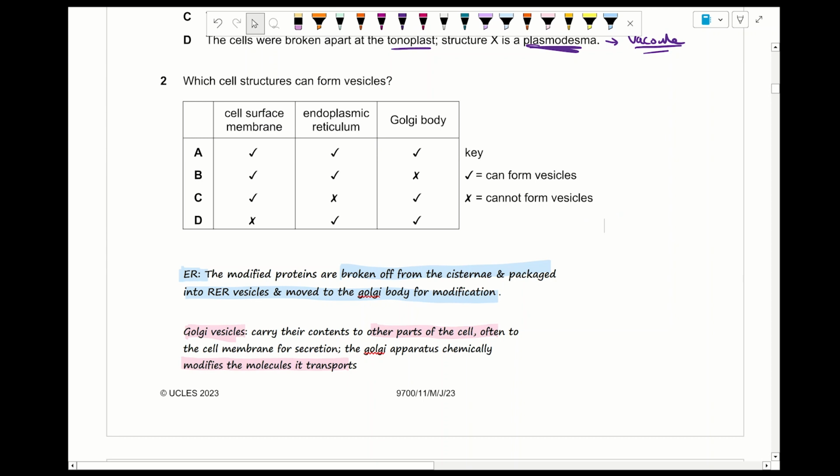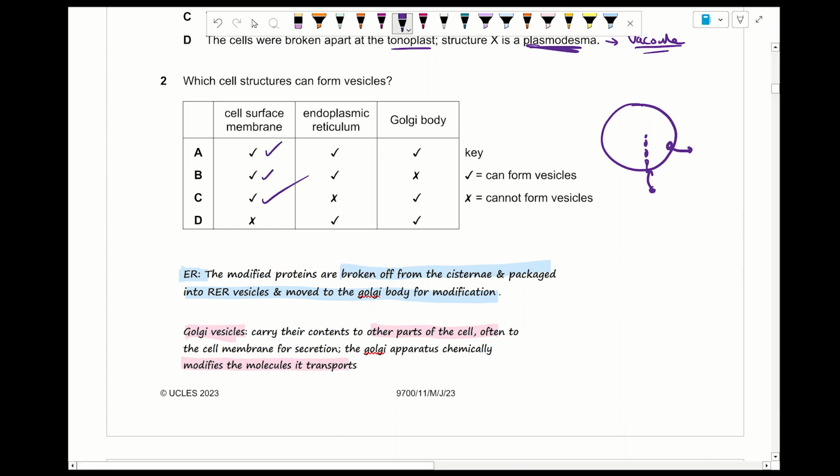Question number 2, which cell structures can form vesicles? First of all, let's start with the cell surface membrane. So we know that at the cell surface membrane, there are two processes that take place, exocytosis and endocytosis. During exocytosis, substances leave the cell by fusing with the cell surface membrane, forming a vesicle, and then it leaves. Same with endocytosis. What happens is external substances fuse with the cell surface membrane, and then go inside via some vesicles. Therefore, cell surface membrane is correct.